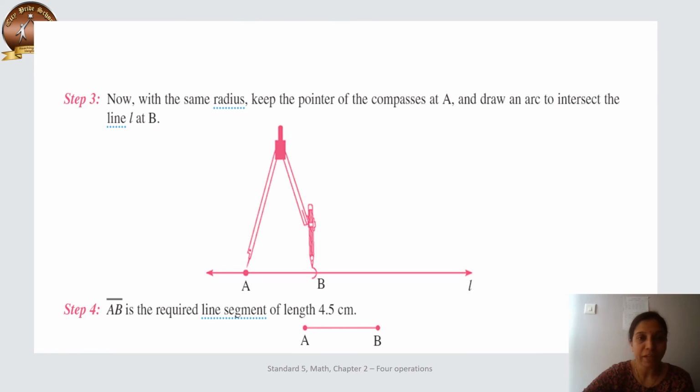Now keep the same radius. Don't disturb the radius of the compass. Keep the pointer of the compass at A. Draw an arc to intersect the line L at B. Thus, AB is the required line segment of 4.5 centimeter. So, in this way, we can draw a line segment using a ruler and a compass.